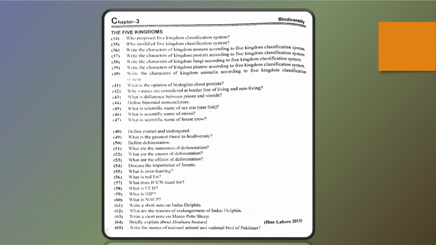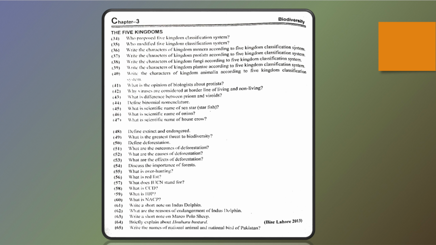Write the characters of kingdom Monera according to five kingdoms classification system. Write the characters of kingdom Protista. Write the characters of kingdom Fungi. Write the characters of kingdom Plantae. Write the characters of kingdom Animalia. What is the opinion of biologists about Protista? Why viruses are considered at borderline of living and non-living organism? What is the difference between prions and viroids?